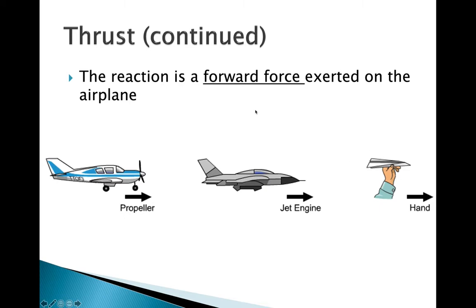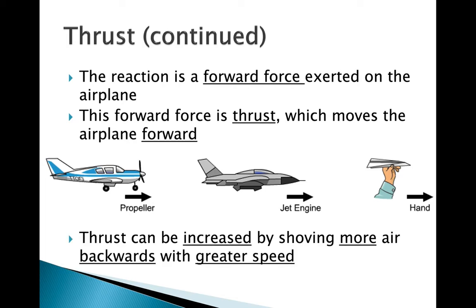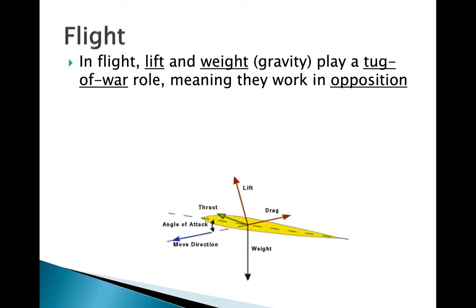So basically thrust, forward force, that's the main thing, but we already get that. This forward force is called thrust, which moves the airplane forward. Thrust can be increased by shoving more air backwards with a greater speed. Same kind of deal, right? Of course, you're going to throw a baseball harder if you are increasing the speed. If you're shoving, you have more muscles, you're shoving that baseball with further strength. You don't have to write any of that down, though. It's just explaining it a bit further.